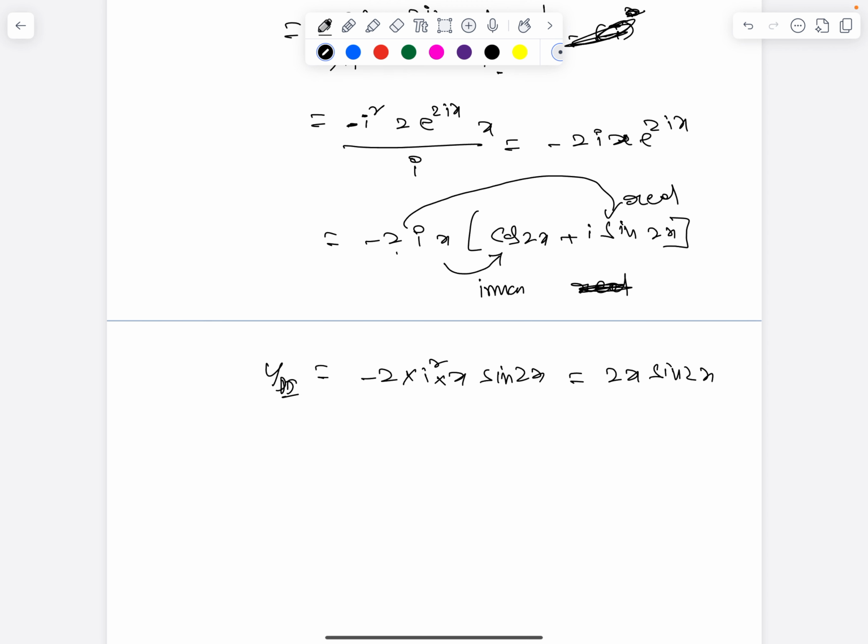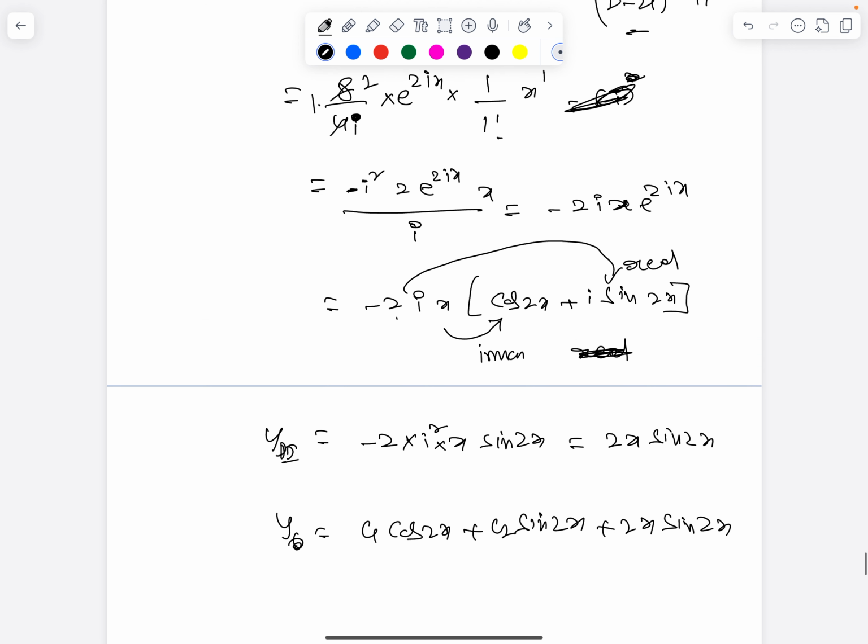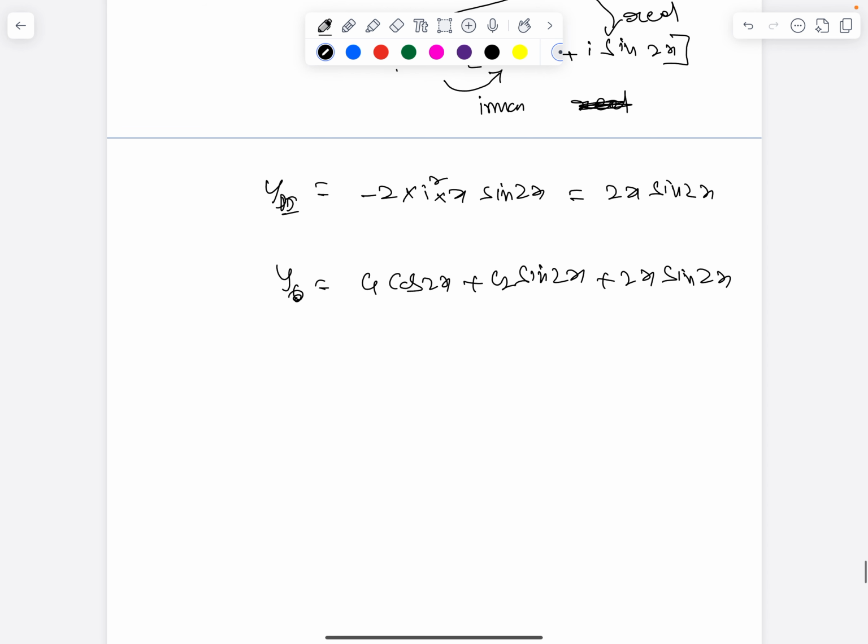Y particular. Therefore, y is equal to c1 cos 2x plus c2 sin 2x and then plus 2x sin 2x, which is ypi. This is what I was referring to earlier. So you have to be very careful when the denominator is becoming 0 or when the denominator is not 0.